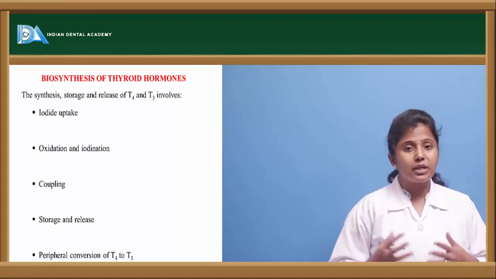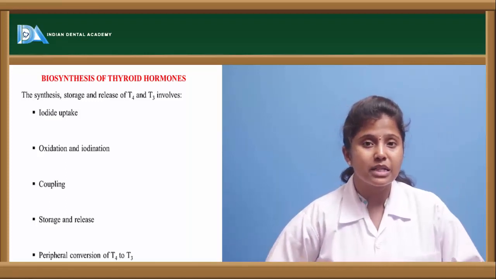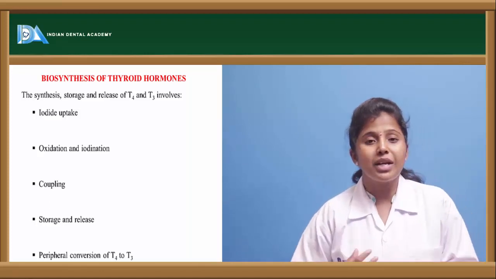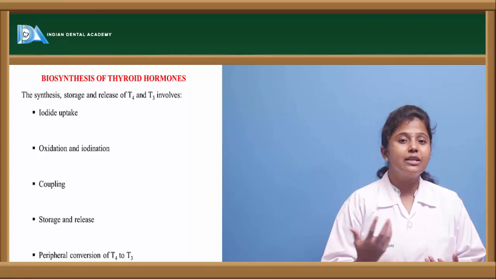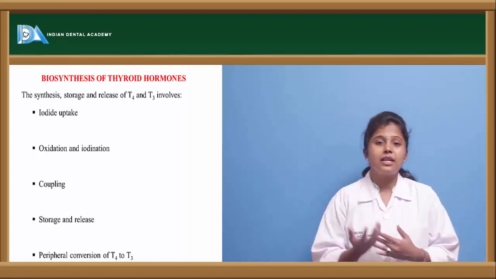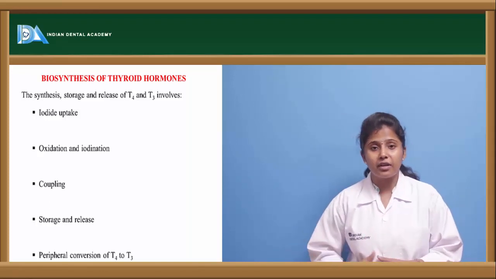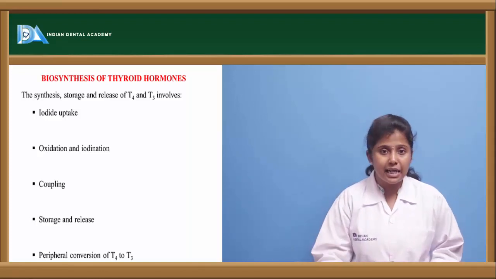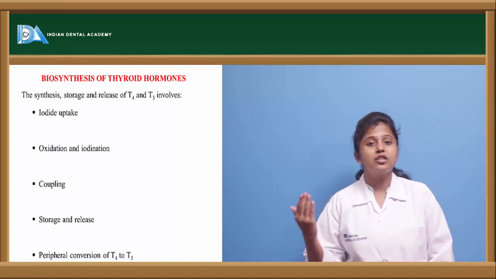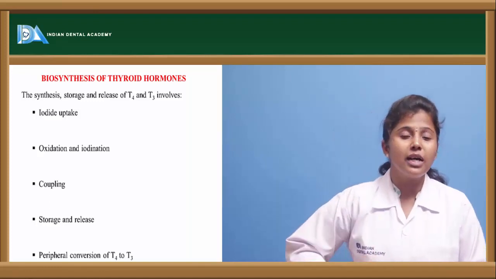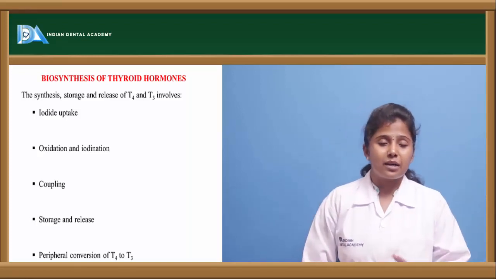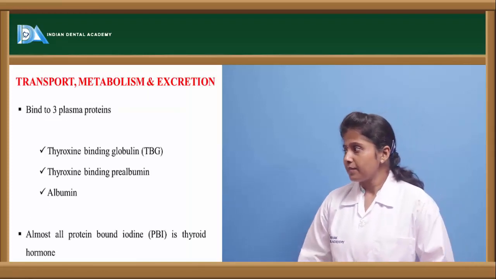Once these are formed, that is T3 as well as T4, they are stored in the vesicles. So whenever they are needed, they are released from the thyroid gland. And once the T4 hormone is released into the peripheral area, the T4 is converted to T3. In the sense, deiodination of T4 is occurring. One of the iodine groups from the T4 hormone is removed, whereby it is converted to T3 hormone.